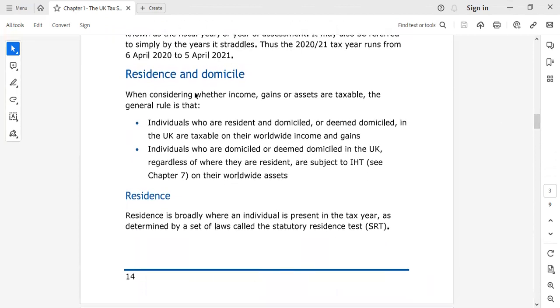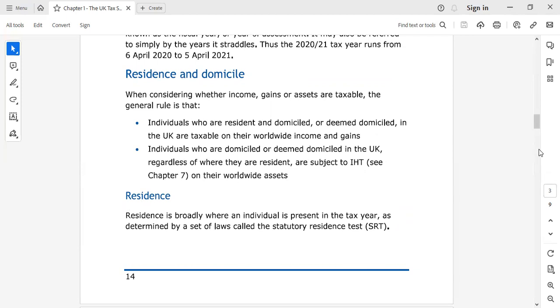Let's start an important topic of residence, domicile, and deemed domicile. This is a very important topic. Who is a resident? Who will be called a resident in the UK? Individuals who are resident and domiciled or deemed domiciled in the UK are taxable on their worldwide income and gains, and individuals who are domiciled or deemed domiciled in the UK, regardless of where they are resident, are subject to inheritance tax on their worldwide assets.